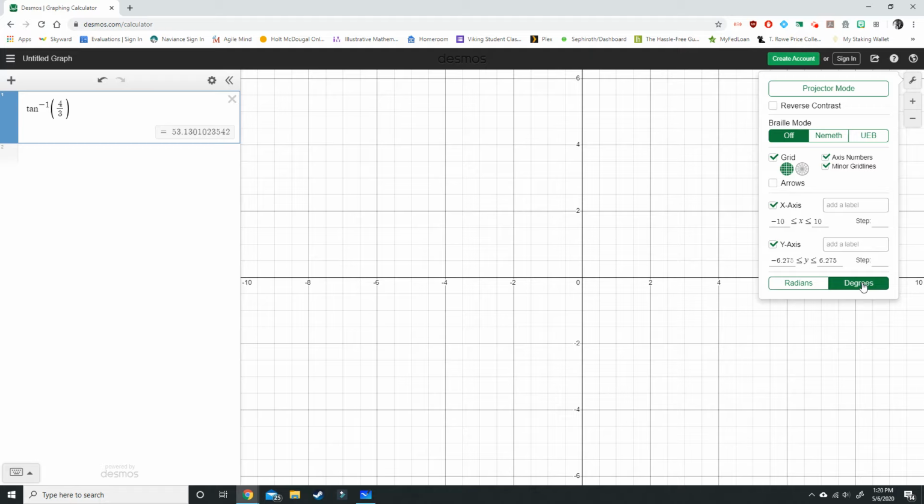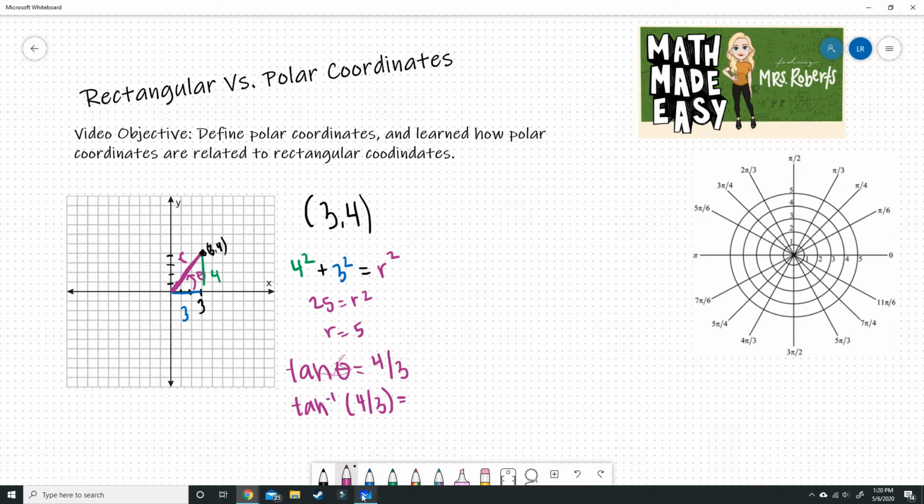Sometimes degrees is a little bit more intuitive. I know where 53 degrees is better than I know where 0.92 radians is. But those are equivalent, just different forms of measurement. So 53 degrees is what this theta is.